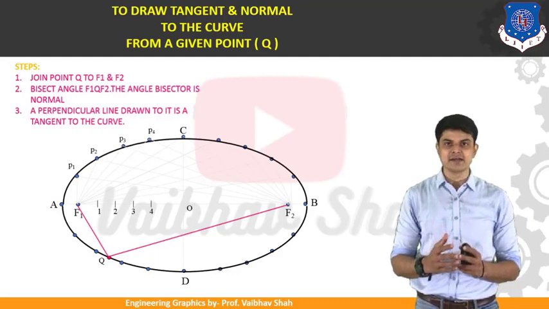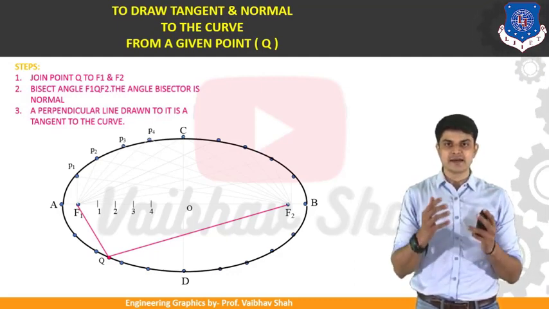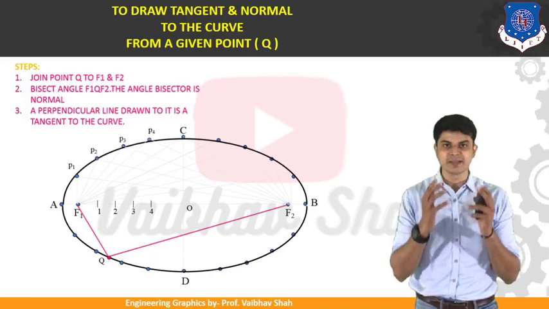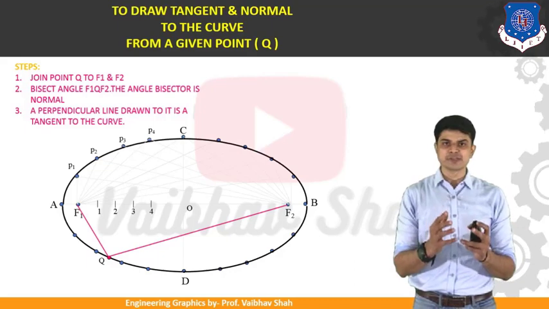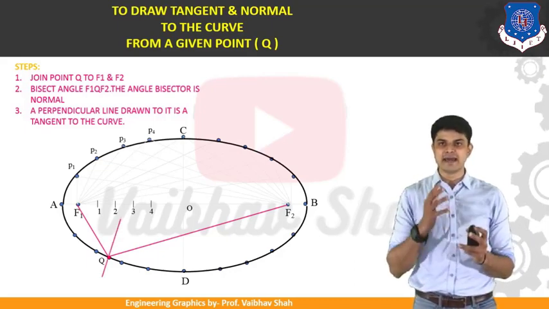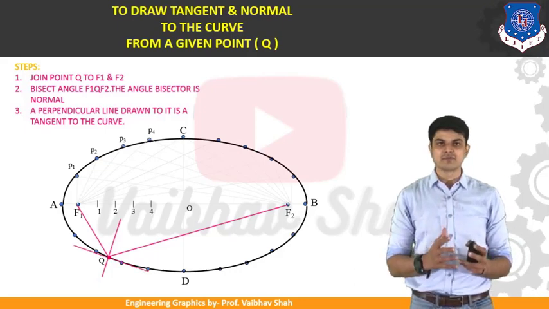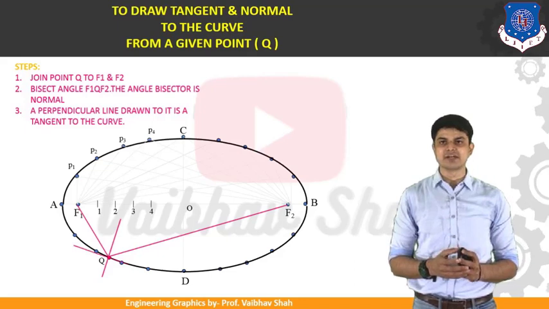Use the bisection of angle method in order to divide this angle into two equal halves. So by dividing this angle into two equal halves, we will be having one line generated, which is nothing but your normal. So let us divide this portion by bisection of angle method into two halves. So by using that method, we will be having one line generated, which is nothing but what? Normal. And drawing a line perpendicular to this line will generate a tangent.